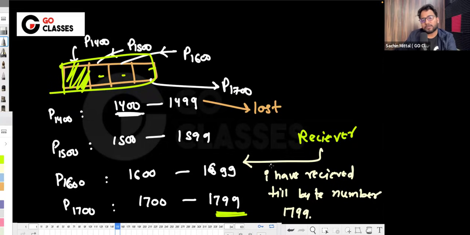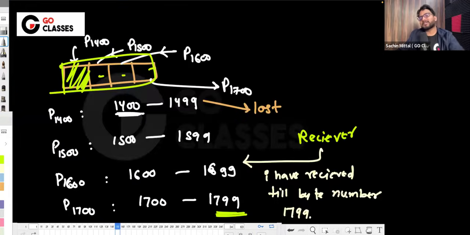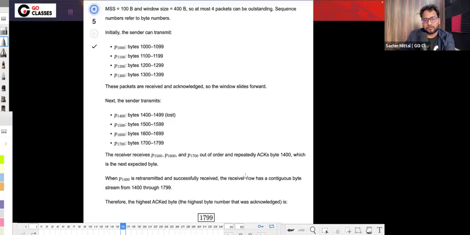So which means they are asking what is the highest acknowledged byte? Okay. So what is the highest byte number, or what is the highest ACK byte, once this is retransmitted? Or in other words, what is the highest byte number that the receiver has confirmed as successfully received after the retransmission? It will say 1799. This is the highest byte number the receiver is saying that I have successfully received. So basically 1799 is the correct answer here. Okay. 1799. So this was also an easy question, not that tough. I hope you understood this question.